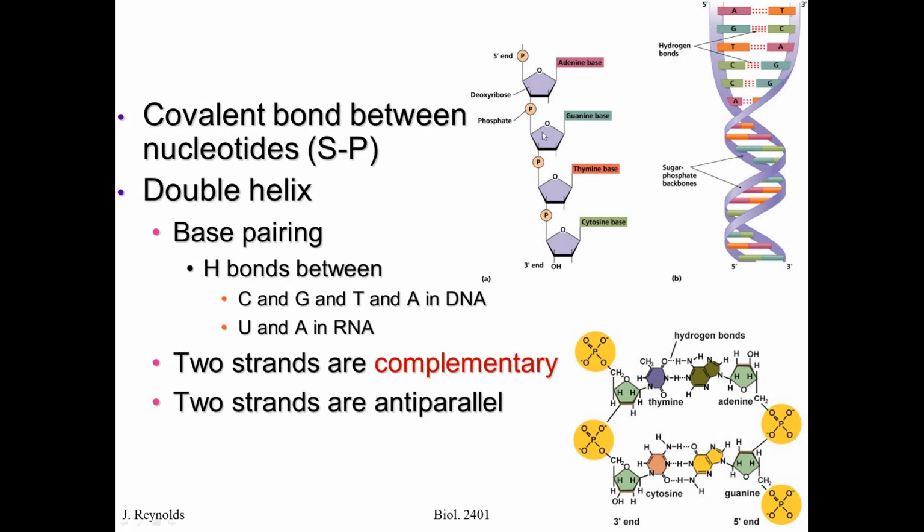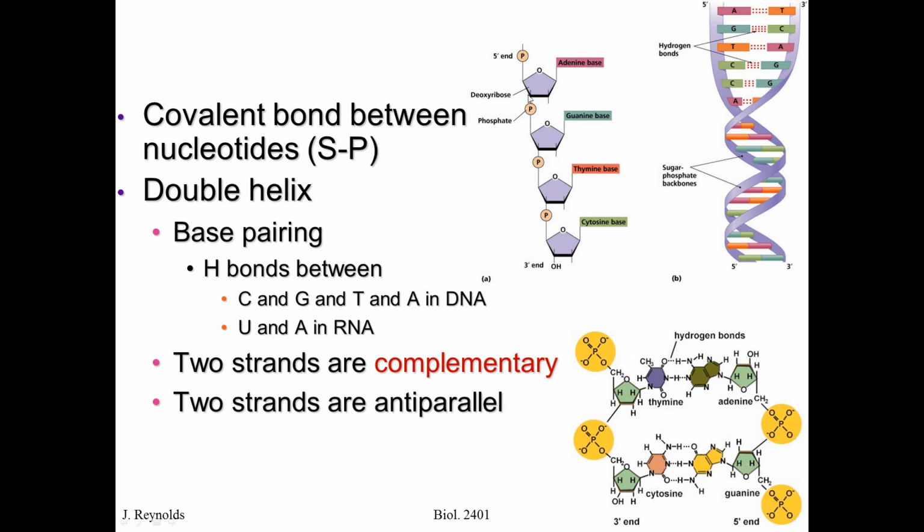So here's a little section of, it could be a DNA, it could be an RNA. Well, in this case it's a DNA because there's thymine right there. Everything in these nucleotides is covalent bond. And between the nucleotides, covalent bonds. So here's nucleotide 1, nucleotide 2, nucleotide 3, nucleotide 4.